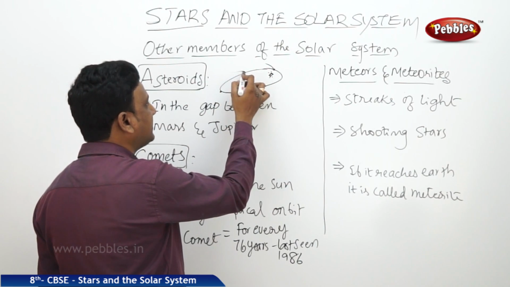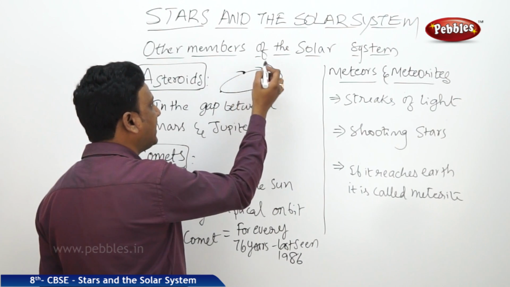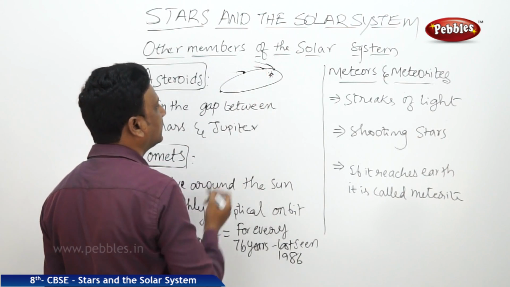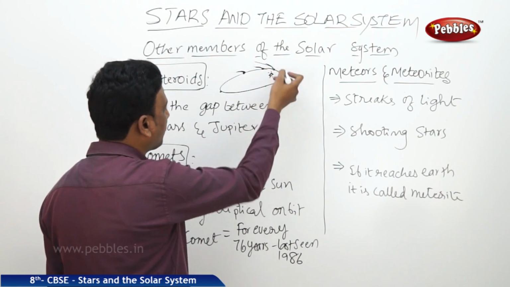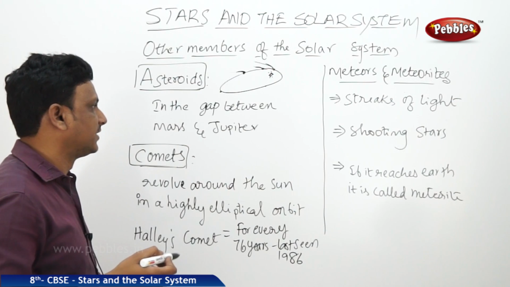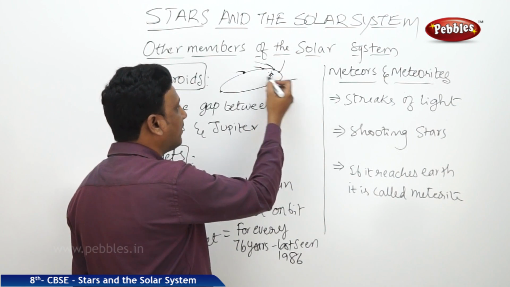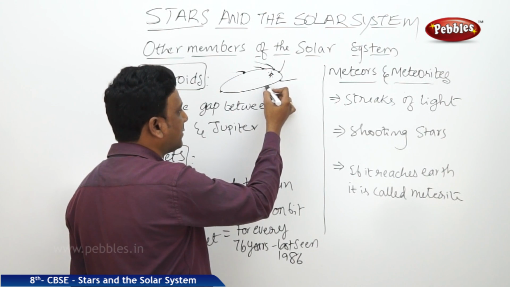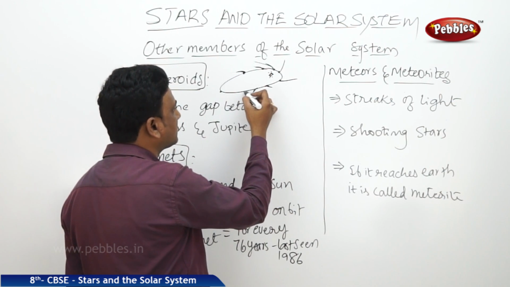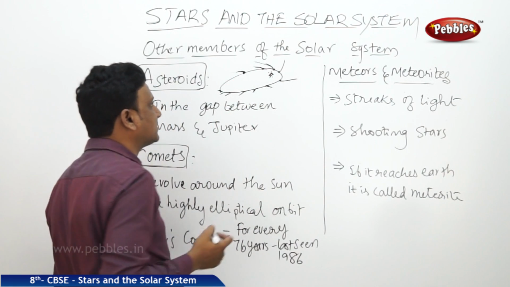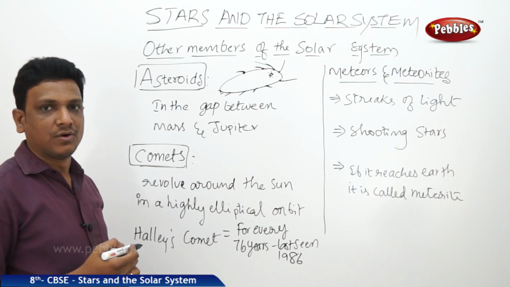As the comet approaches the sun, the length of the tail increases. The tail is always away from the sun. That is what we have to notice. So in this way, the tail is always away from the sun. When it is close to the sun, the tail is much bigger. So that is a comet.